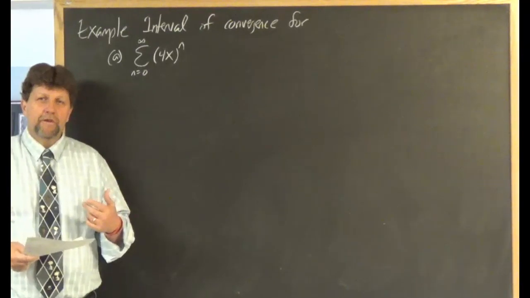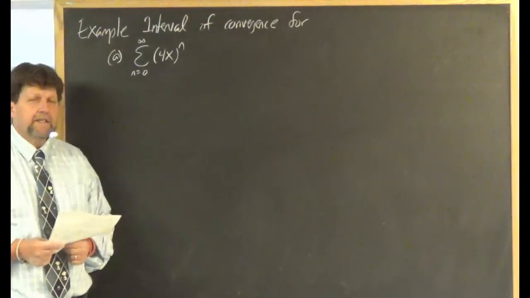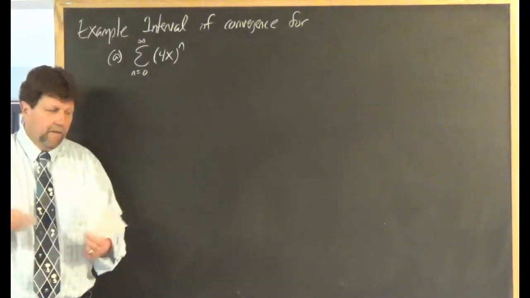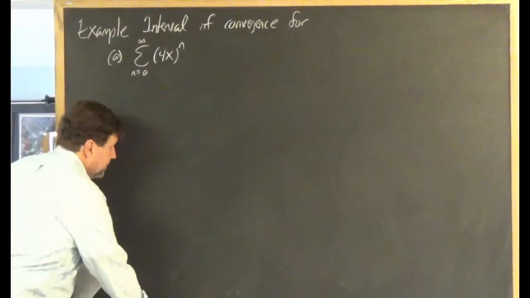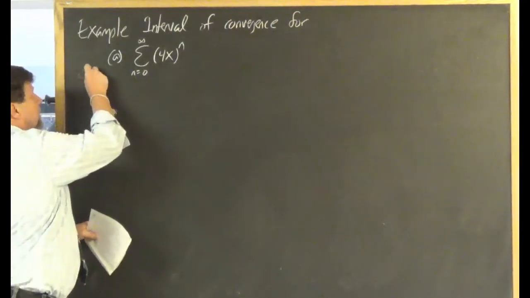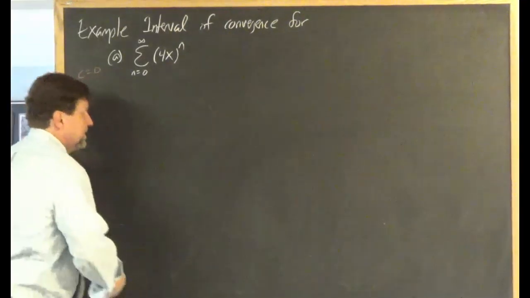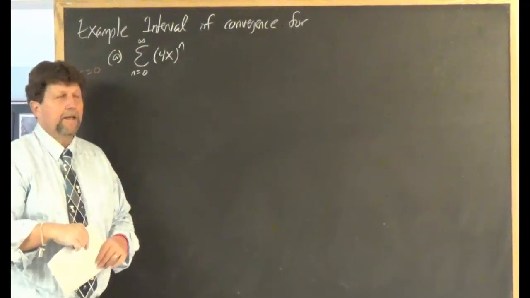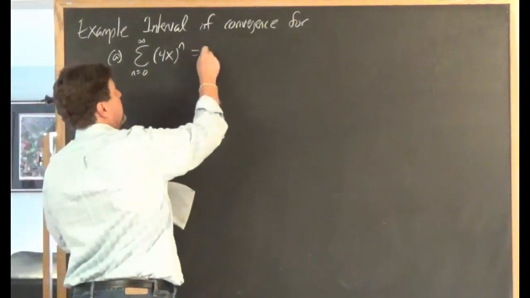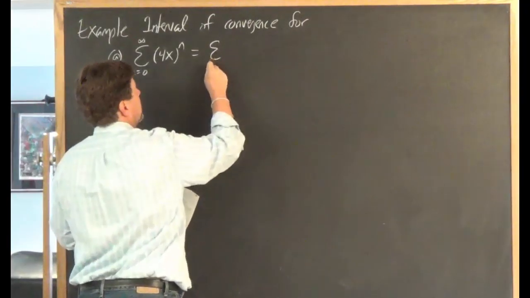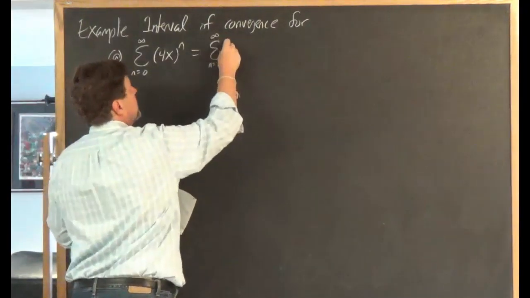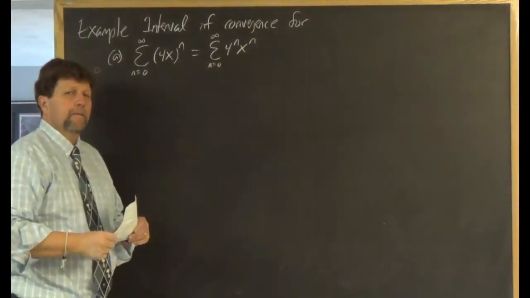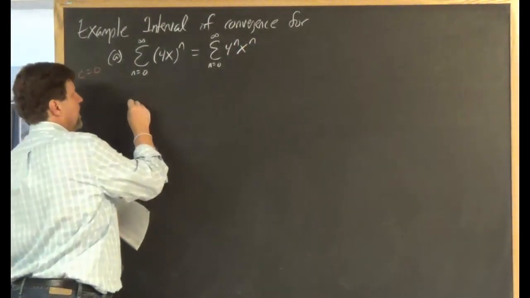All right, this example, you had two parts, part A and part B. Determine the interval of convergence. The first one was the series n equals 0 to infinity 4x to the n. The first thing I make a note of is that it's centered at 0. The second thing I make a note of is this series is the same thing as the series 4 to the n, x to the n. All right, let's crank it through the ratio test.